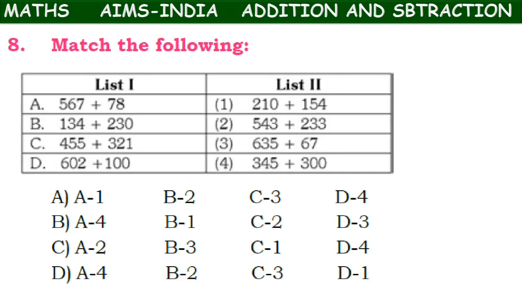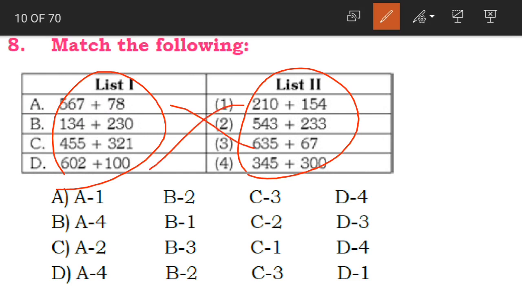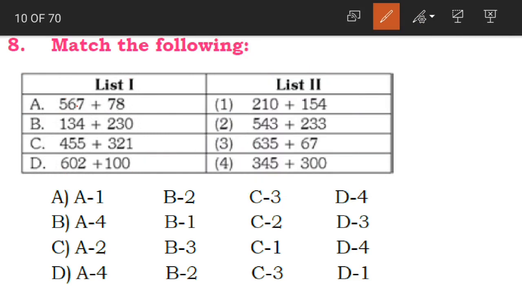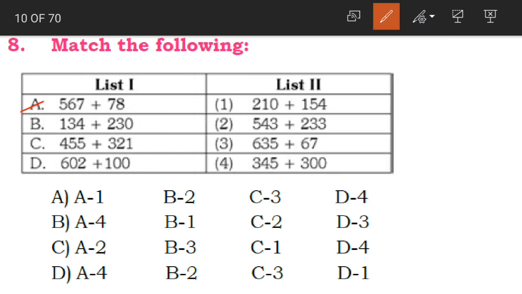Yes. Coming to question number 8. Match the following. See, in list 1 there are few additions given, and even in list 2 there are few additions given. Now you need to match the following. That means the sums should be same. See, if I match 1 and 3 together, the sum of this and the sum of this should be the same, children. Okay. Now let us solve A first.